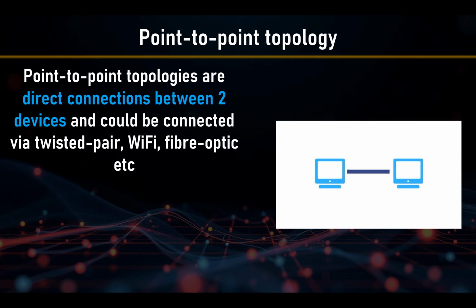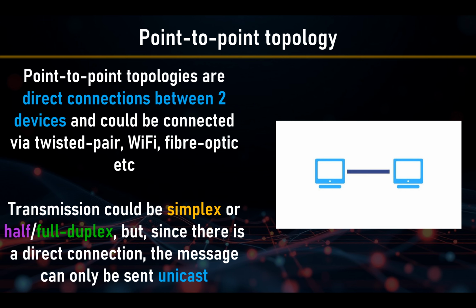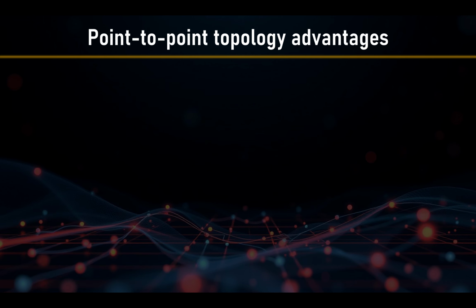Alright, so let's look at these. Point to point, we said, is a direct connection between two devices, which could be connected by twisted pair, Wi-Fi, fibre optic, etc. Transmission can be any of them: simplex, half-duplex, full-duplex. However, since there's a direct connection, the message can only be unicast. It can't be multicast or broadcast, because there aren't multiple devices to send it to. There's only one device we can send to.